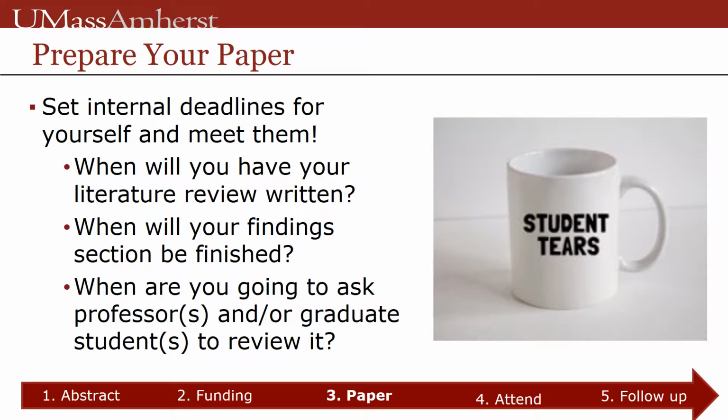In order to help yourself meet these important deadlines, you should be setting internal deadlines for yourself. For example, when will you have your literature review written? When will your finding sections be finished? This is another good step to involve faculty members and or graduate students. You can ask them to read over your paper before you send it out.